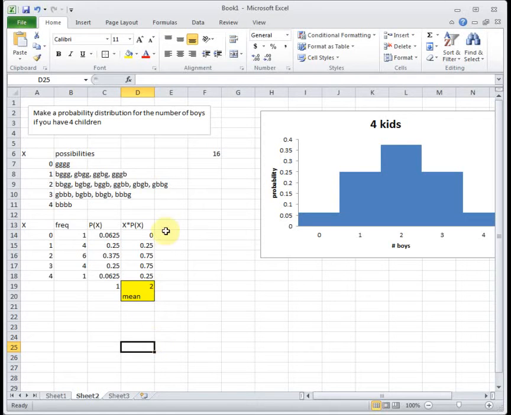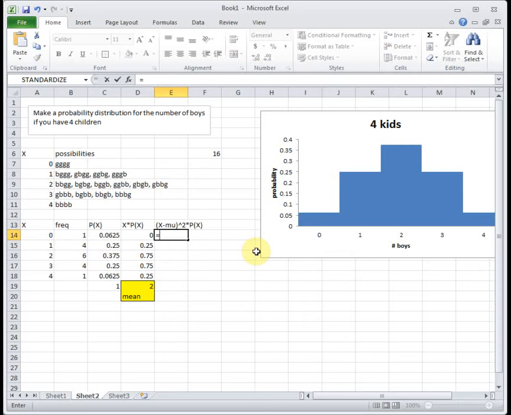So now we want to find our standard deviation. This formula is a little bit more involved, but it's really not any harder. It's the square root of the sum of (x minus mu) squared times p of x. So we need to start off by finding (x minus mu) squared times p of x.